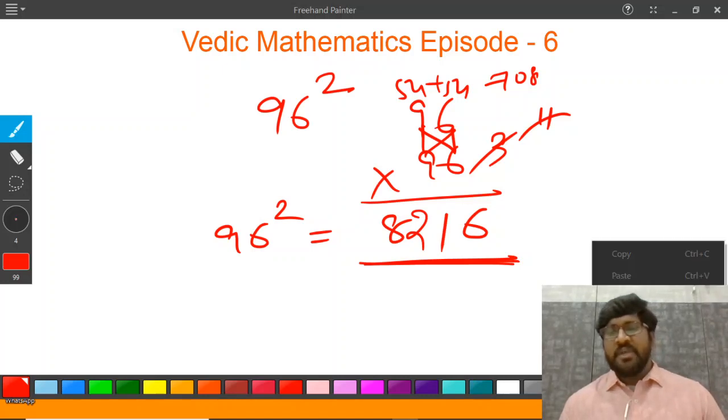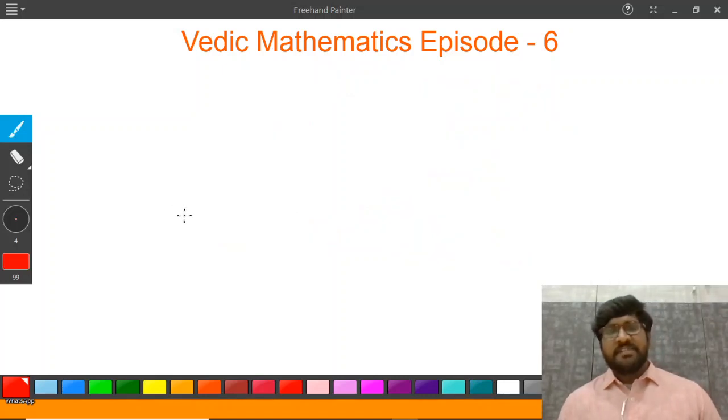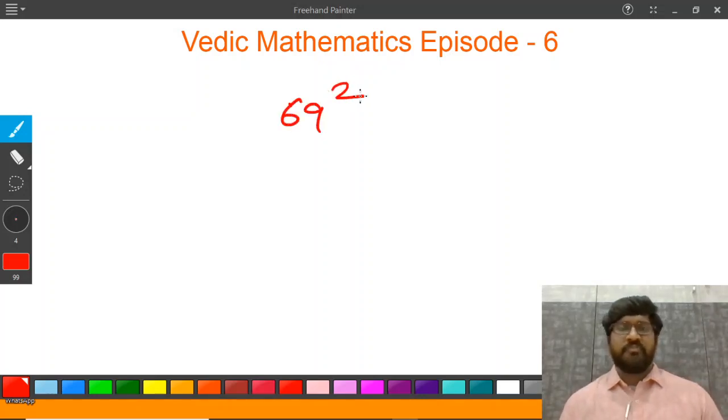Okay. So I've given you 3 techniques. Just to revise those 3 techniques, I'll take one single number and find its square using all the 3 techniques. Let us consider 69 square. Let us try to find 69 square.